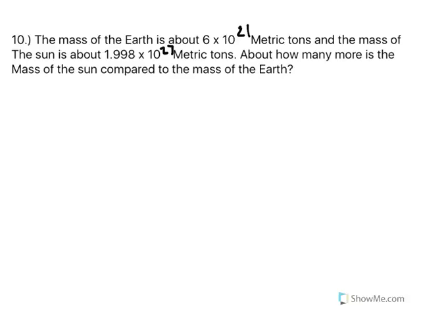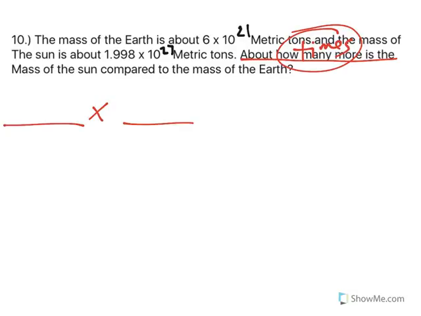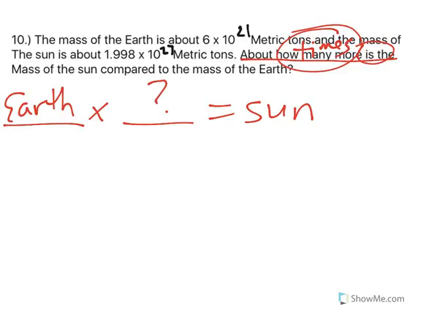Now, when you set this up, this last sentence is what I want to look at. It says, how many, I'm missing a word. There should be the word times. How many times more, I can't believe I forgot a word. How many times? Times implies multiplication. So we're multiplying two things together. How many times more is? Is means equals. Is the mass of the sun compared to the Earth. So the Earth times some unknown value is going to equal the mass of the sun.